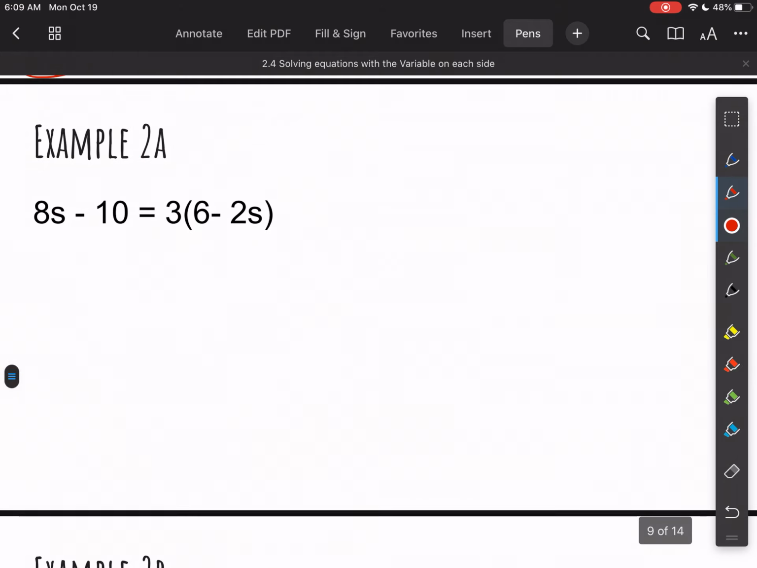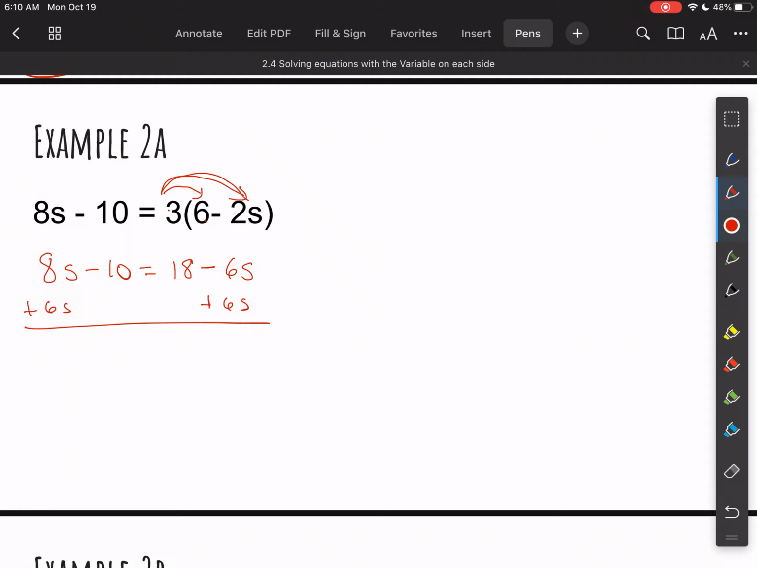So for 2a now, this is where it just gets a little more complex, like we did in that first example, example 2. Here we have to use our distributive property before we do anything. This side, the left side is okay, but here I want to distribute. So I get 18, because 3 times 6 is 18, and then 3 times negative 2s is negative 6s. Now I just do the same steps. So I'm going to move this 6s out. So I'm going to add 6s to both sides. This goes away. This becomes 14s minus 10 equals 18.